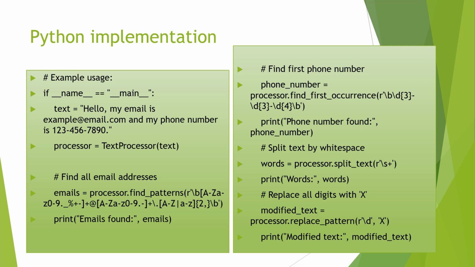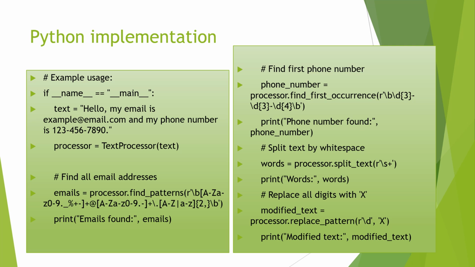In the next calling statement, we call the split_text function, and here the split_text function uses white space as the delimiter. The delimiter is specified by backslash s plus, so this indicates that we are going to use white space as a delimiter. Once the text is split into words, the function returns the result to the calling function, and we print the results.